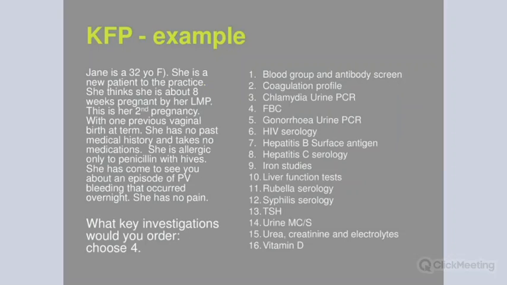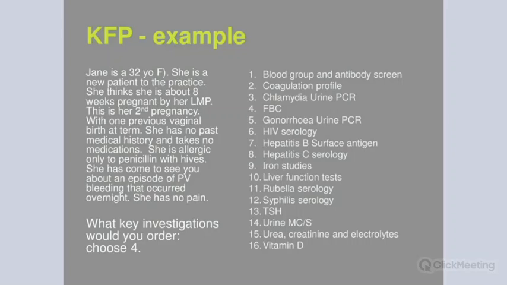The second question may be, what key investigations would you order? Choose 4. And now in the KFP, they have a list when they're asking for investigations. Unless they're asking for 1 or 2, they may get you to write them out. But if they're asking to pick from a list, the most important thing to note about this is there are obviously many options on there.